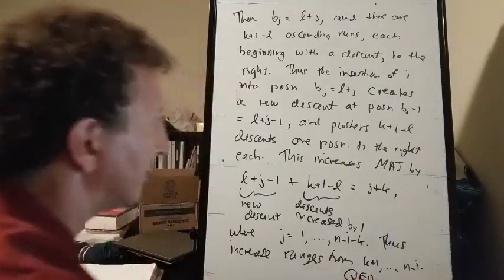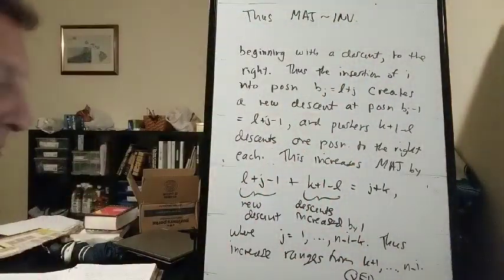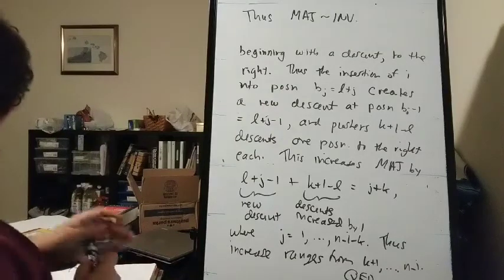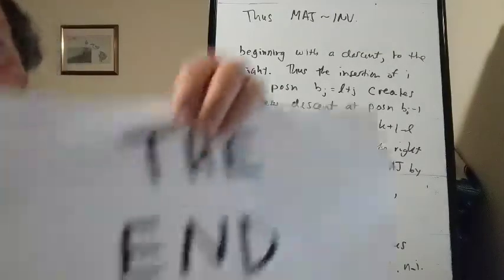So therefore we do have a bijection, and the conclusion is, well, that's the end of the proof. The conclusion is that major index and inversions are equally distributed on Sn for all n. The end.